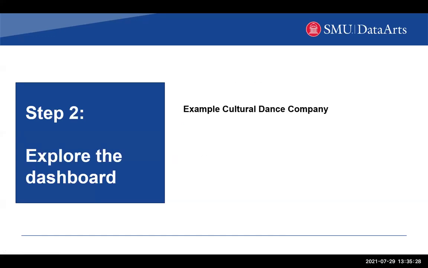So step 2 for the example cultural dance company is going to be to explore the dashboard with this goal of developing a short list of 4 to 6 metrics to focus on. In this case, the example cultural dance company is going to gather together their leadership team of 3 people, and they're going to take a look at the dashboard together just so they can talk a little bit about the scores.